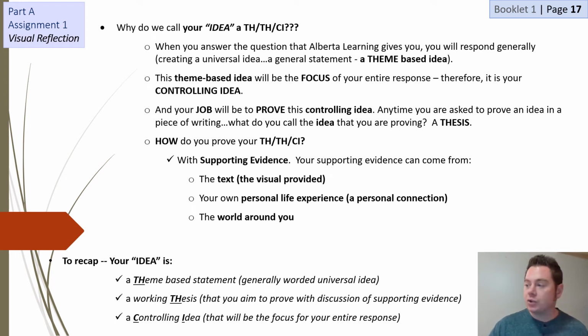So just to recap, your idea is a theme-based statement, a generally worded universal idea, a working thesis that you aim to prove with a discussion of supporting evidence, and a controlling idea that will be the focus for your entire response.